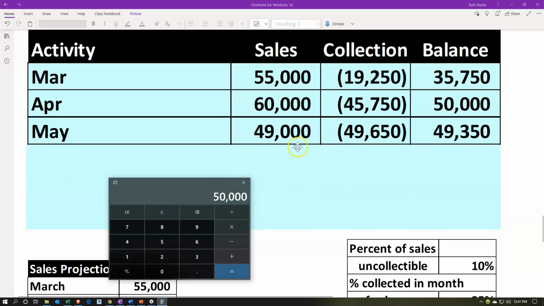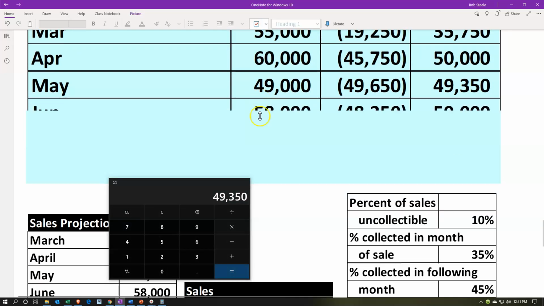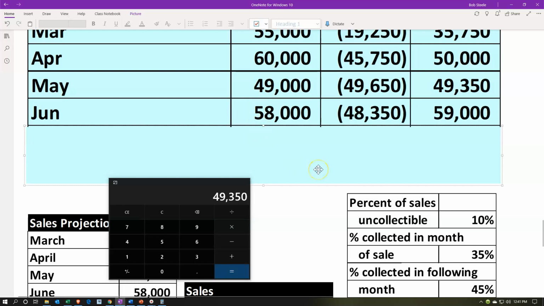So now we've got the 49,000 sales minus 49,650. We collected more now than the sales that we made. So that's actually a decrease in the accounts receivable. And then I'm going to add that negative number to the 50,000, giving us the receivable balance of the sales made in the time period we're covering, starting in March, 49,350. Then we've got the June numbers.